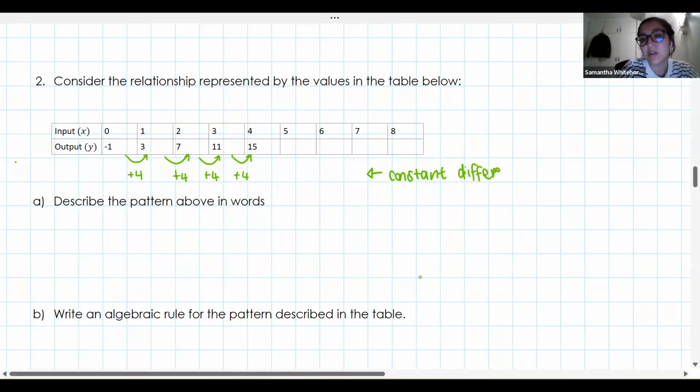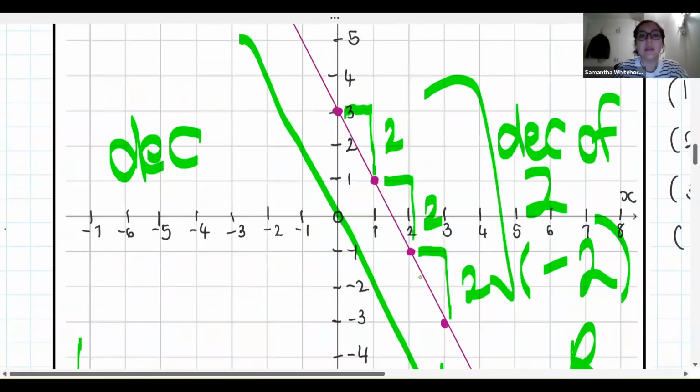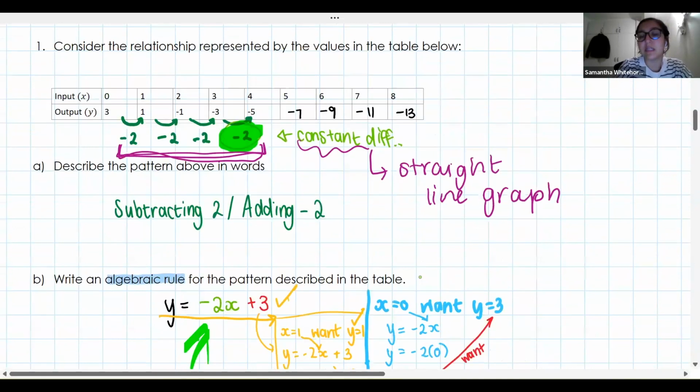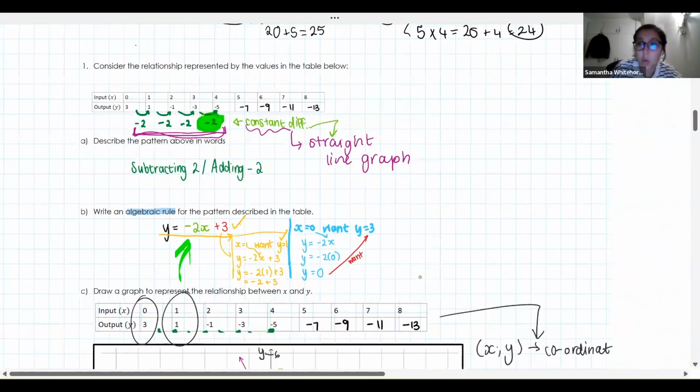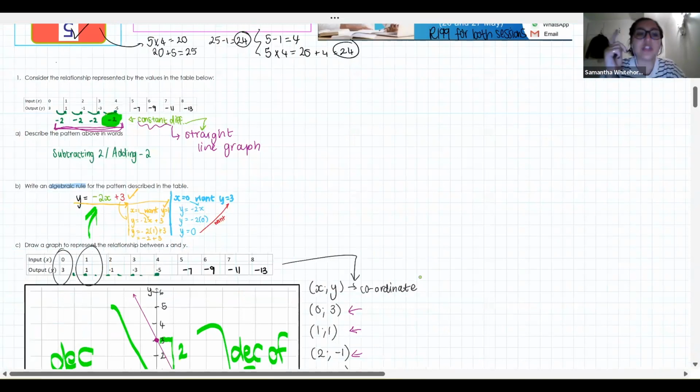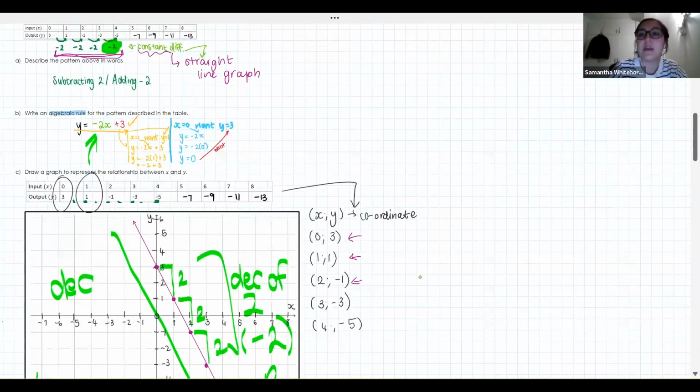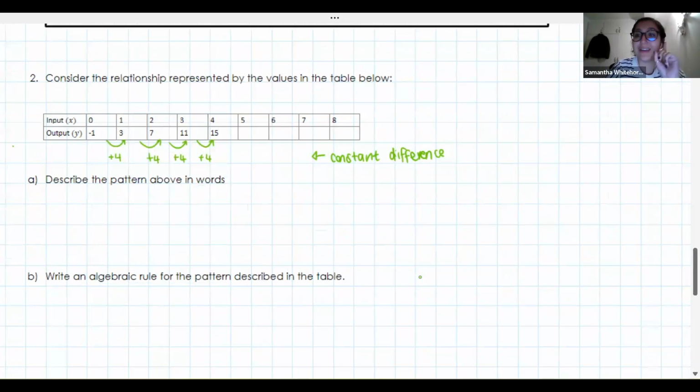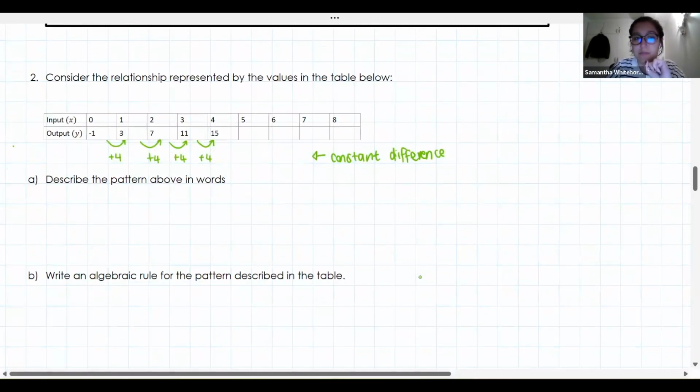Now, because it is a constant difference, if we go back to this first example, I said constant difference means it will be a straight line graph. So what that means is automatically in our heads, we should be thinking if I draw a graph, it will be a straight line because it is a constant difference.